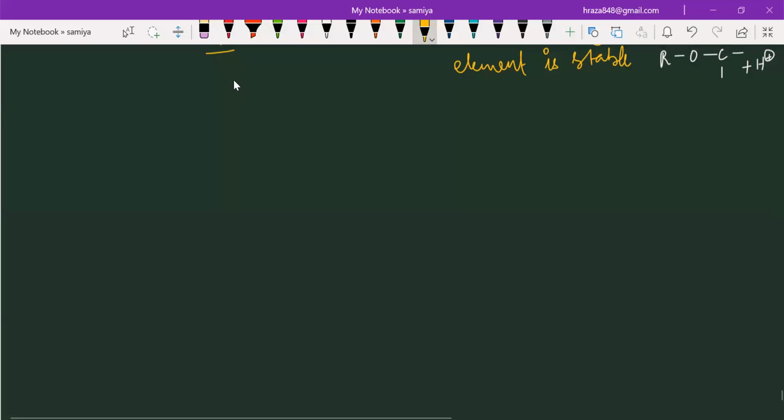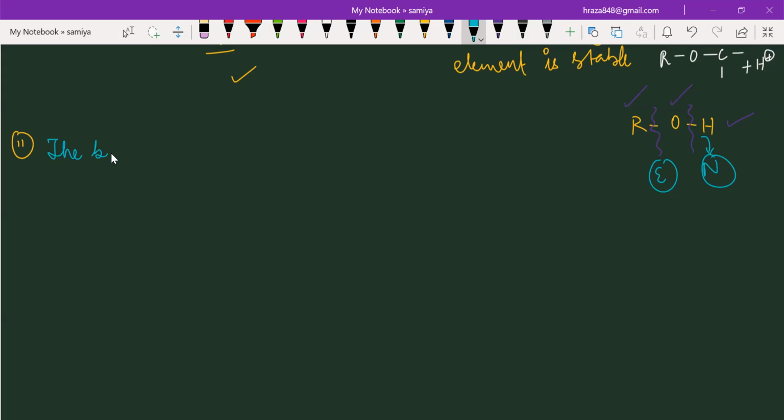Now see, we just completed alcohol acting as a nucleophile. Now the next point: you saw that this is alcohol. When this bond is broken, alcohol will act as a nucleophile. But when the bond between C and O is broken, it will act as an electrophile. This is the nucleophile and this is the electrophile. So I'm going to write a point: the bond between C and O is broken.